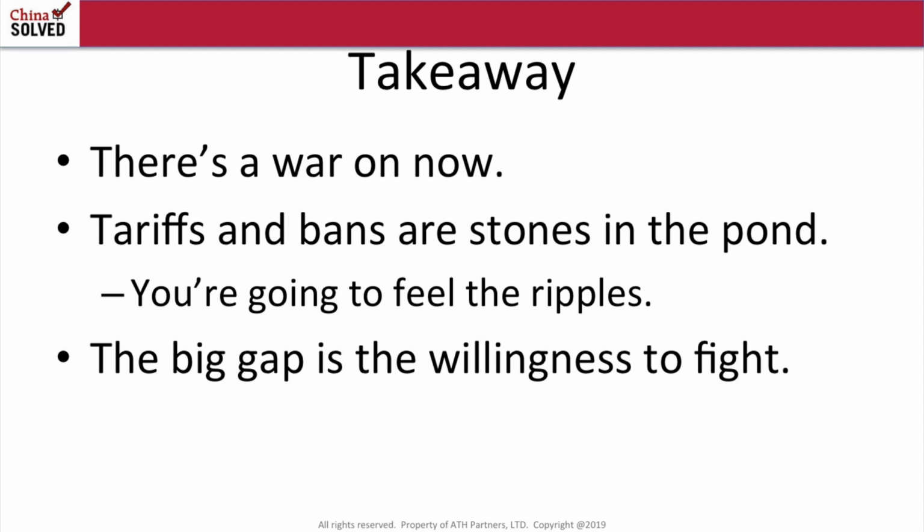The big gap to watch is the willingness to fight. And on the Chinese side, they are pretty willing to have a fight that they feel they've been told was inevitable, that was destiny. Whereas in the U.S., it's a mixed picture at best. So that means if you, as a frontline negotiator, have to readjust your entire China approach.